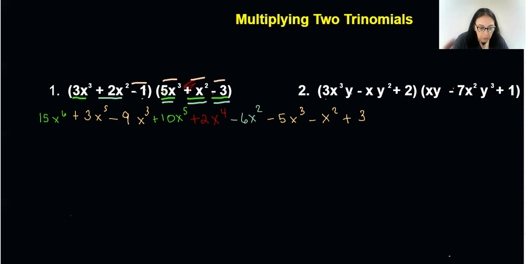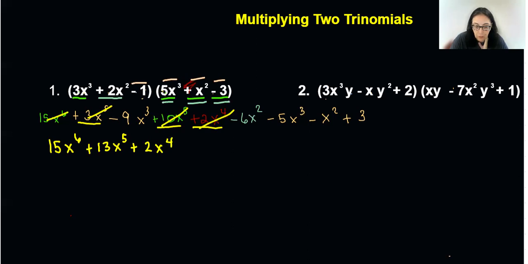So now we got to combine our like terms. Start with the biggest exponent. So x to the 6 is the biggest. I only see this 1 here, so it's 15x to the 6. That takes care of that. Now let's look at the x to the 5th. We got 3 of them and 10 of them. That gives me 13x to the 5th. Boom, gone. Now, x to the 4th. I see these two.